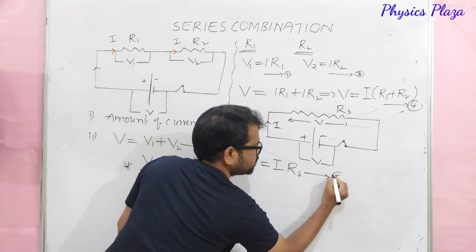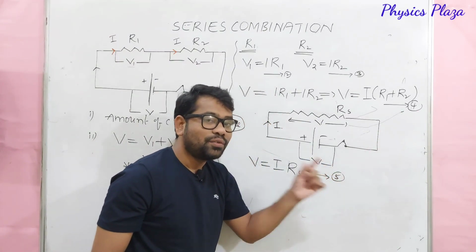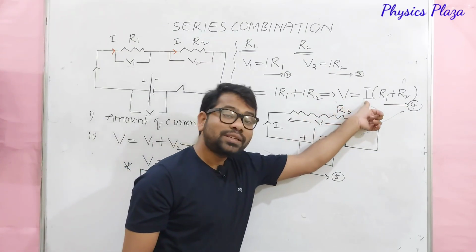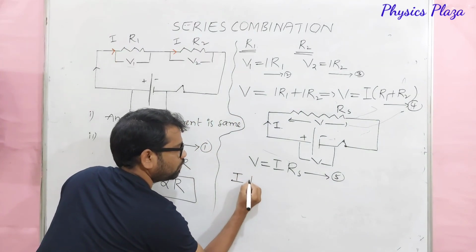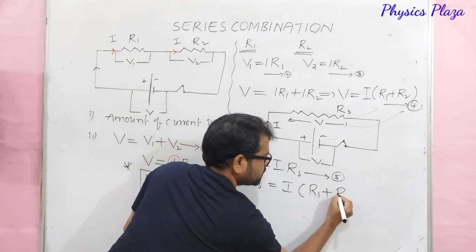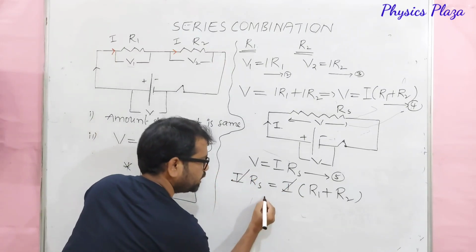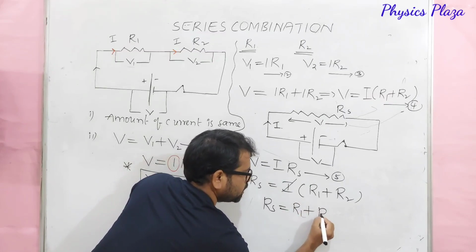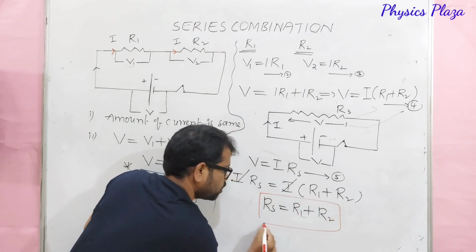So it will be equation 5. Now children, compare equation 4 and equation 5. What do we notice? We notice that here the LHS are equal, so the RHS can be equated. So it will be I Rs is equal to I of R1 plus R2. Children, here I gets cancelled. So finally what we got here is Rs is equal to R1 plus R2. Children, it is the final expression for series combination.